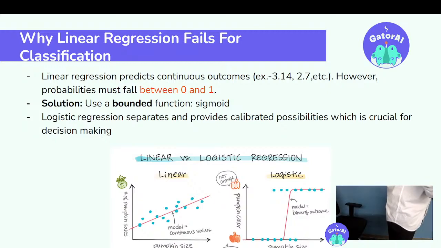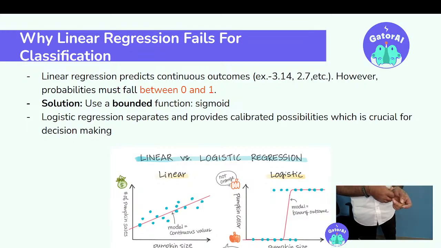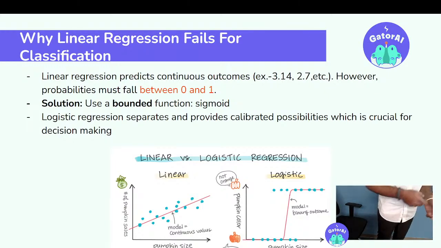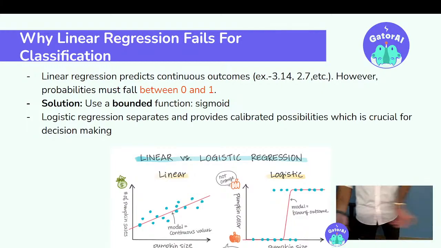So why does linear regression fail for classification? As we mentioned before, we had regression and classification. Regression is quantitative data, and classification is qualitative data. The reason you can't use regression for classification is because regression can give you an output or a prediction of any number. For example, you might plug in any input into a linear regression model, and it might give you outputs such as -2, or 3.14, or 2.7, or anything of that sort.